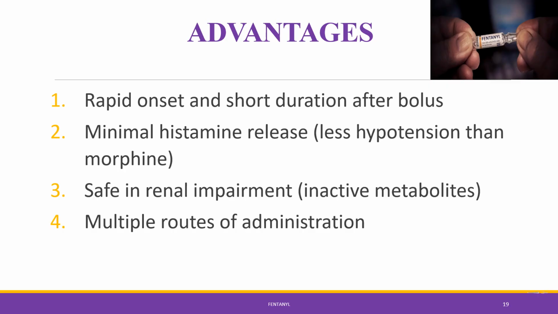Advantages of fentanyl. 1. Rapid onset and short duration after bolus. Works fast and wears off quickly after a dose. 2. Minimal histamine release, less hypotension than morphine. Less likely to cause low blood pressure versus morphine. 3. Renal impairment, inactive metabolites. No active metabolites build up in kidney problems. 4. Multiple routes of administration. Can be given in different ways, IV, patch, etc.